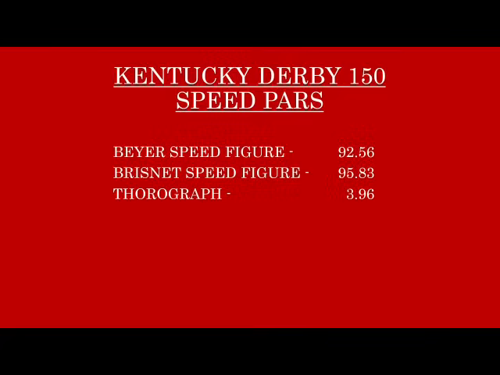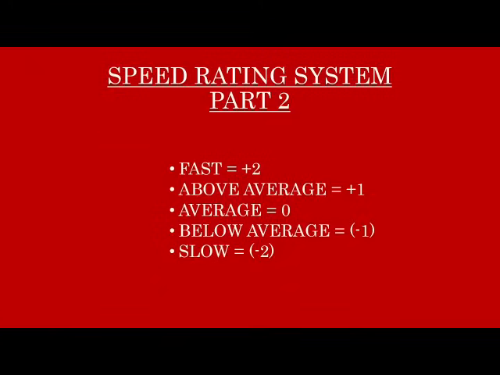The average of the Beyer speed figures for all the contenders is 92.56. For the Brisnet speed figures, it's 95.83. And the Thoroughgraph is 3.96. And those of you who are familiar with Thoroughgraph know the lower the number, the better it is. And obviously a negative number is very good, and you probably have a pretty good approximation who got one of those.